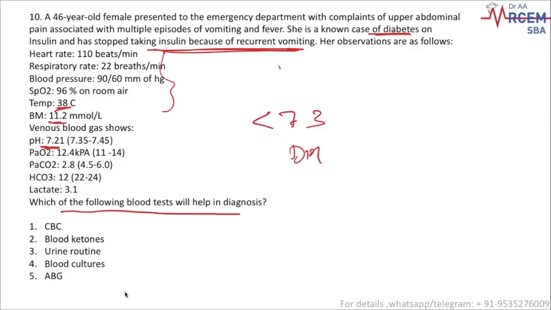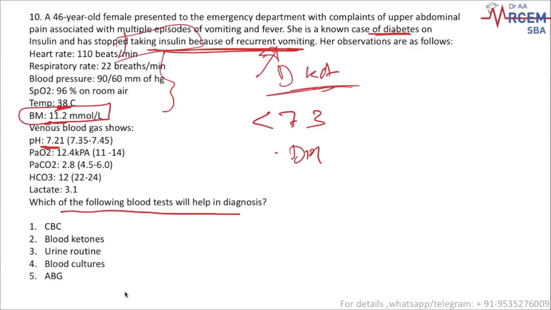So two criteria of DKA are satisfied, and usually they present with severe vomiting and stop taking insulin. We need to always think of diabetic ketoacidosis. The pH is on the lower side, he is a known diabetic, and the sugars are also on the higher side. So one more criterion is required.